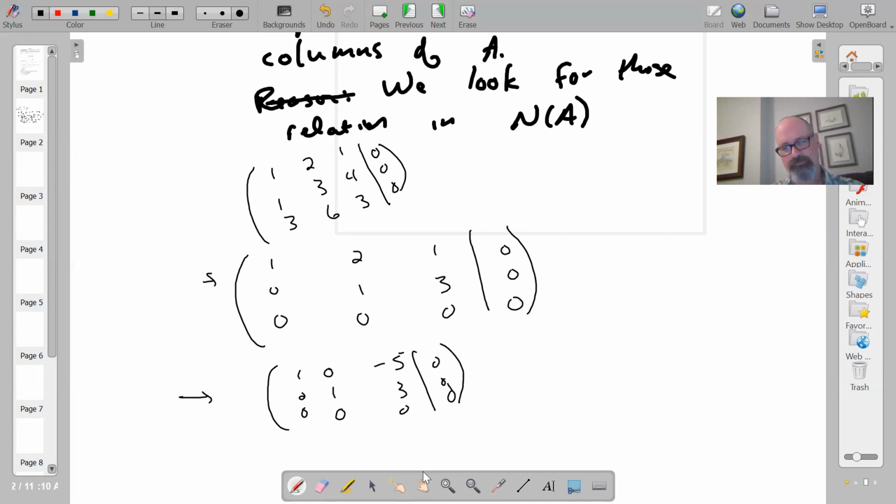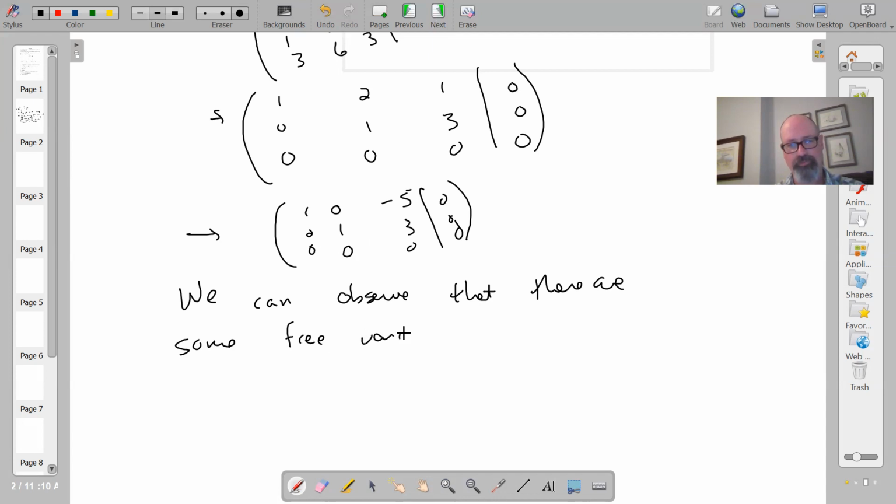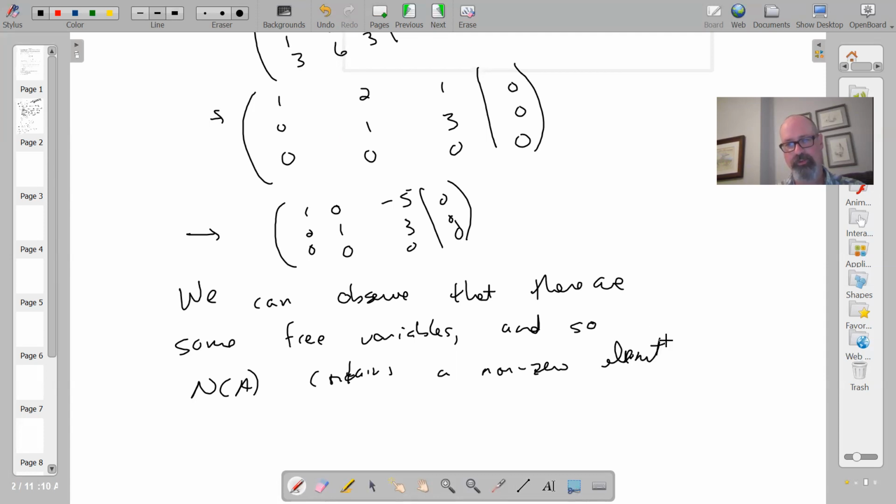Now, if you're at this point, we can observe that the 0 row, or the fact that you've got two columns with non-zero pivots and one without any, means that there are some free variables. There's one free variable. And so the null space of A contains a non-zero element, at least one non-trivial element.